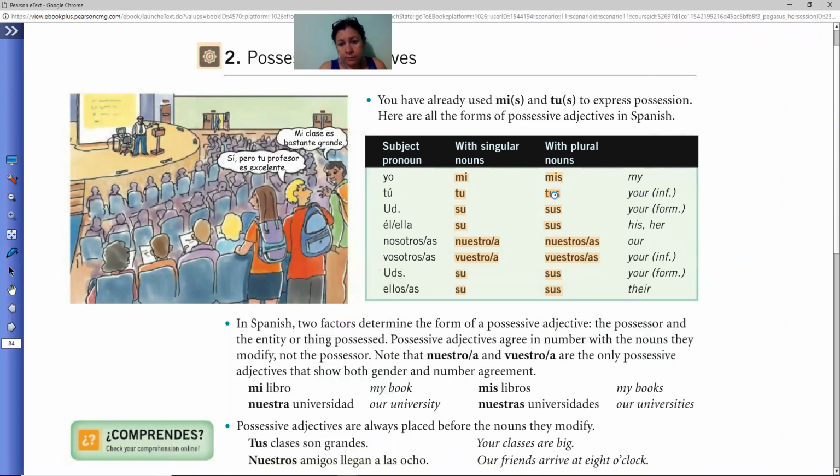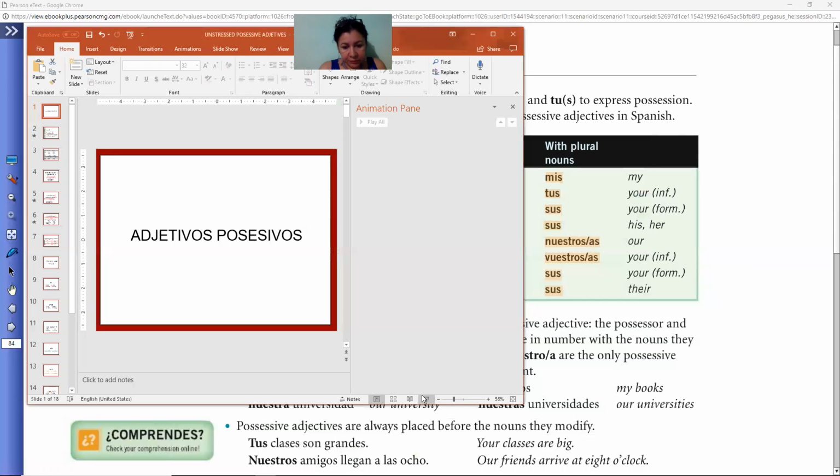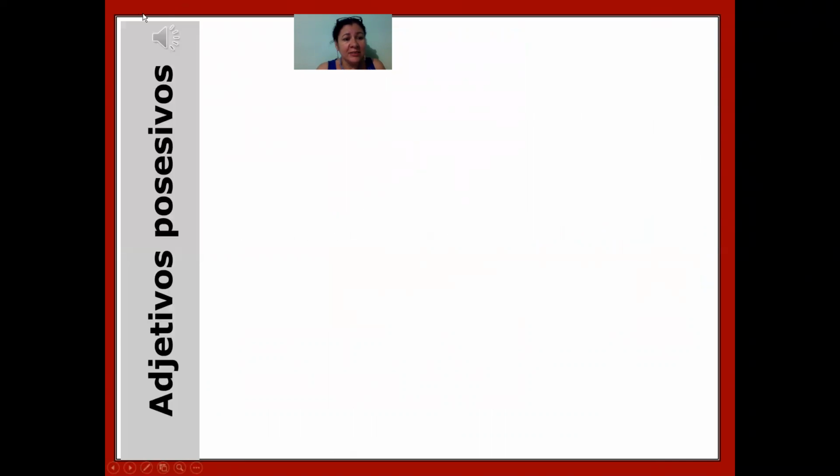Mis, tus, sus, nuestros, nuestras, vuestros, vuestras, sus. I guess you notice that we have a lot of sus, and yes, that creates ambiguity in the language. But let's see more in detail what I have prepared for you. So let's see the possessive adjectives in a more fun way with a song, okay?